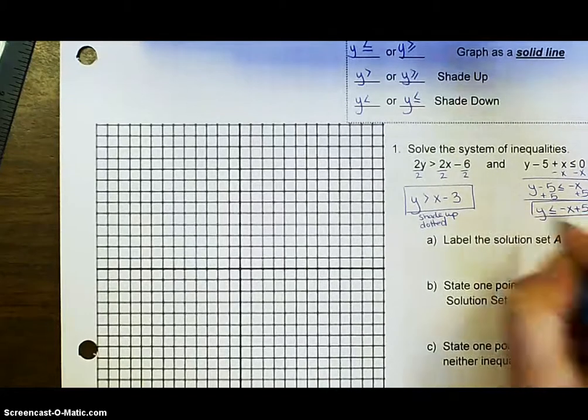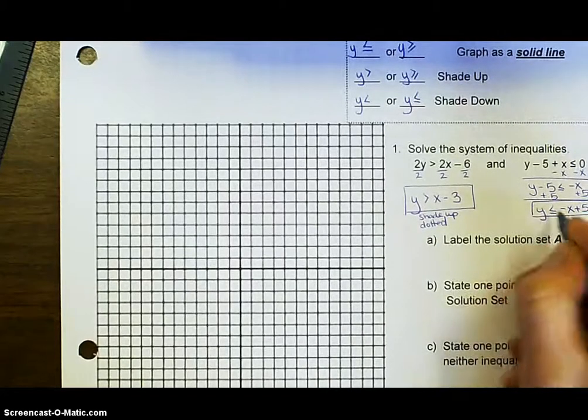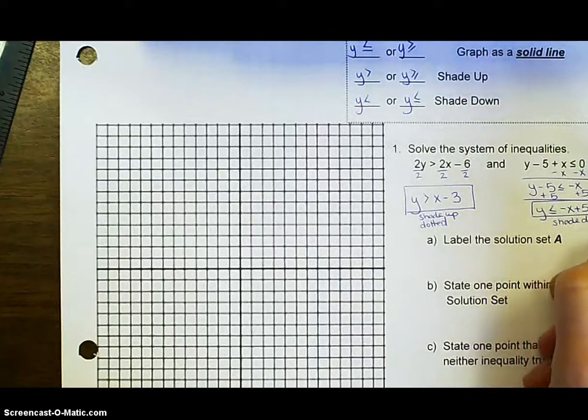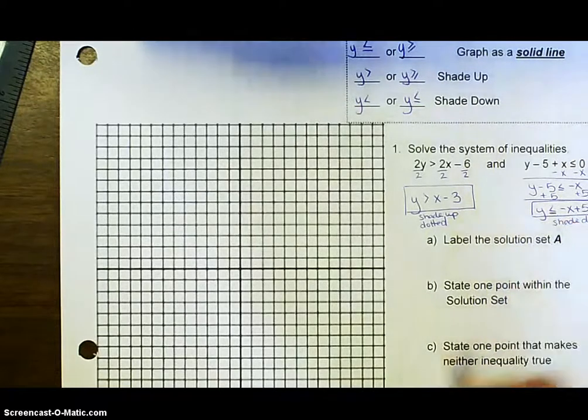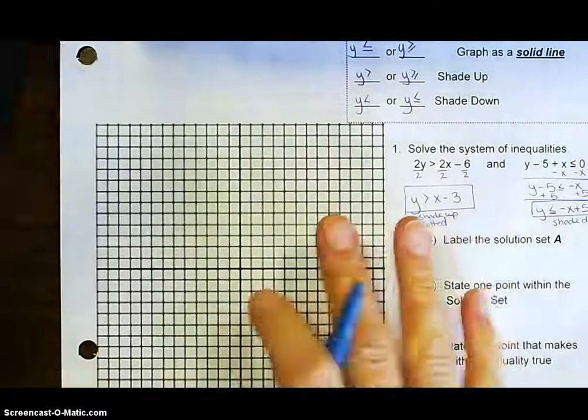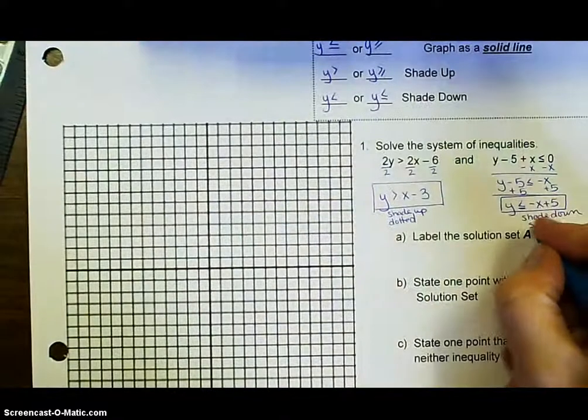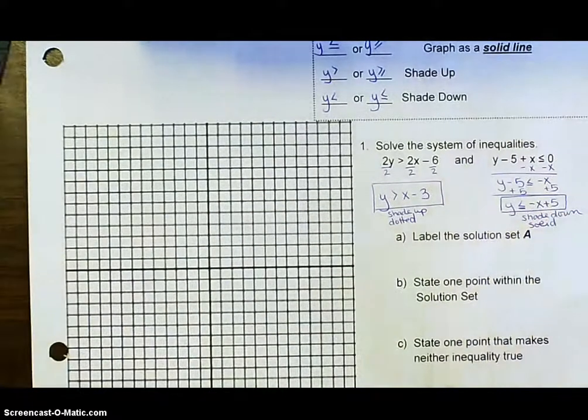There's my equation. Now y is less than, so that means we're going to shade down. And this time we have the equal to symbol underneath. So that means we are going to have a solid line. Okay, so let's go ahead and let's try these.